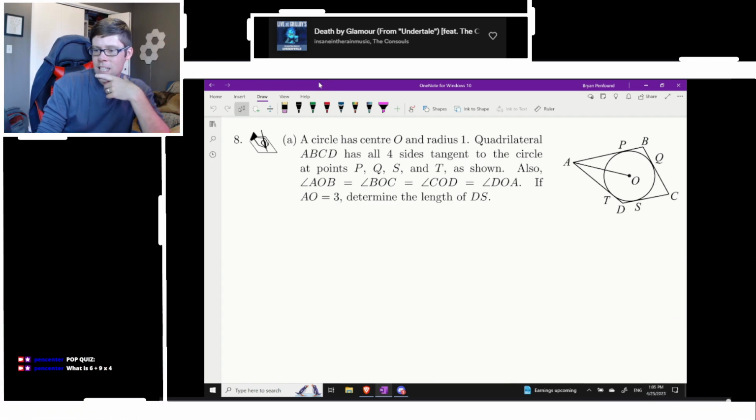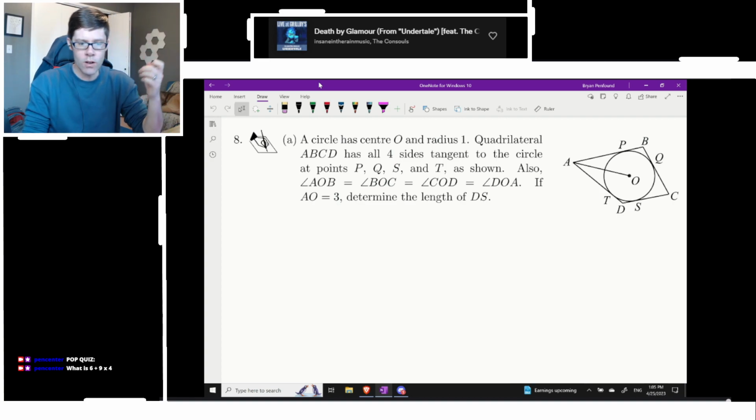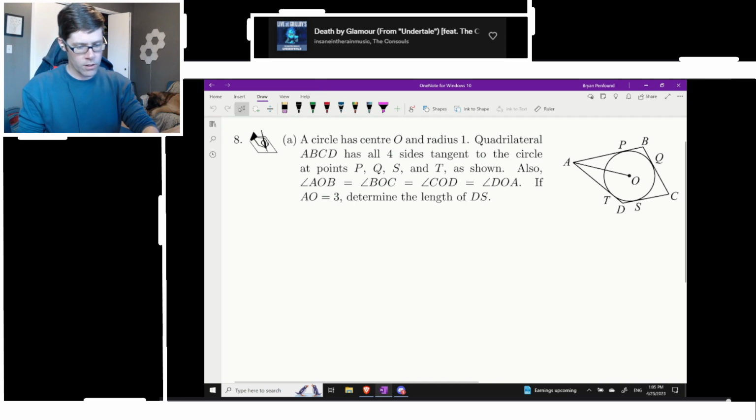Time for a pop quiz. What? 6 plus 9 times 4? Those seem like relatively small numbers. 9 times 4 is 36, and 6 is 72? 72? Is that what we're looking for?